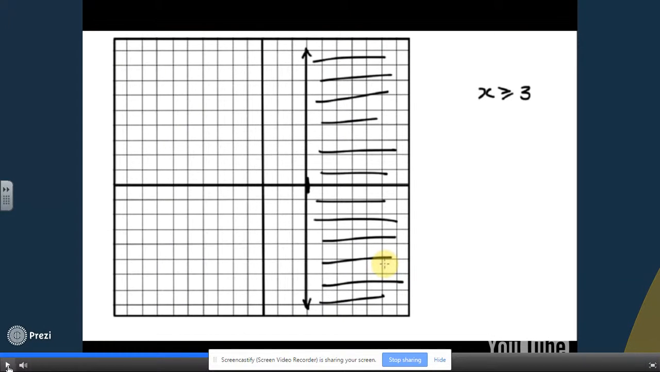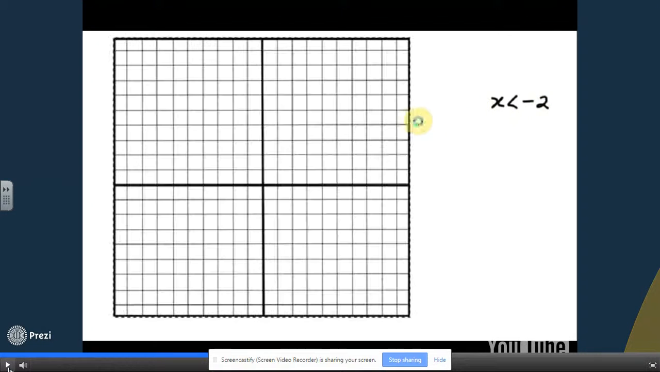I'm going to do one more here, and then that's about all we're going to do for half plane. How about x less than negative 2? So, grid. And we want x to be less than negative 2. Well, on the x-axis, I'm going to locate negative 2. There it is. And this time it is a dotted line. And that's because it's strictly less than, not less than or equal to. Draw the line. And of course, this breaks everything up into the left side and the right side.